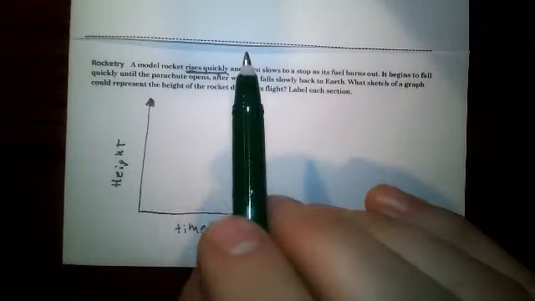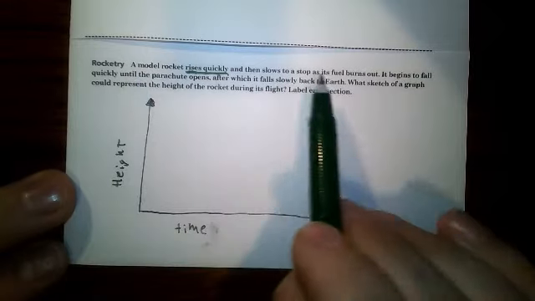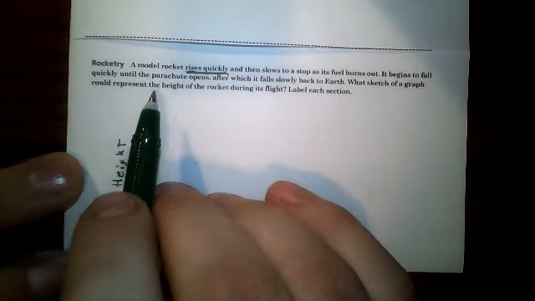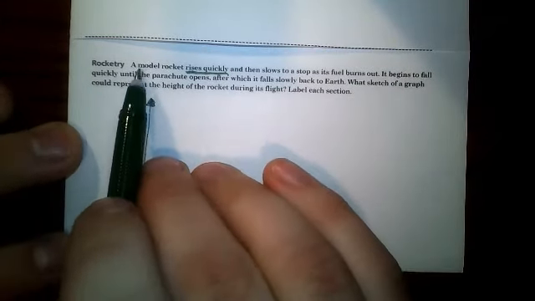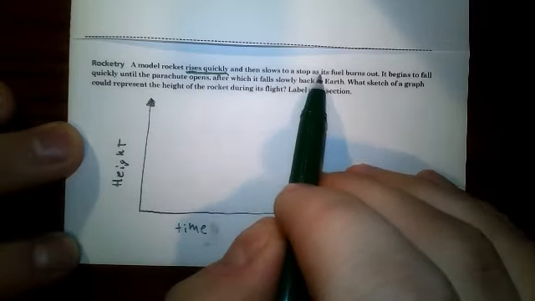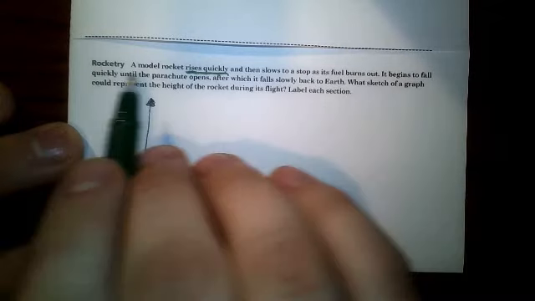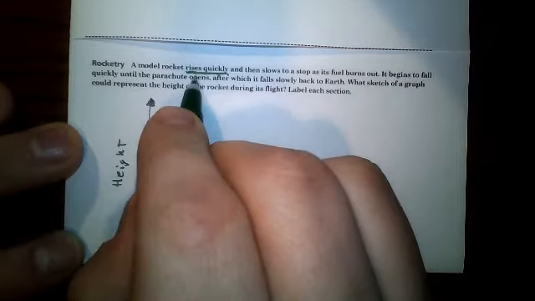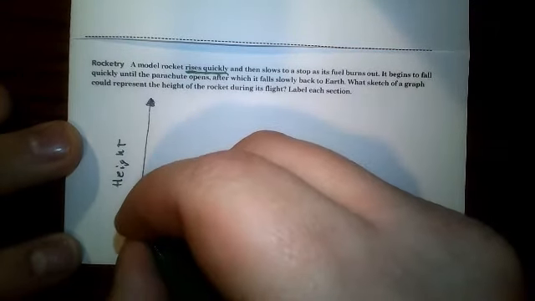Height. So my first section is going to be in green, and I want to look at this word problem and try and figure out where it starts. I'm talking about the model and trying to break that down into different sections that I can label. So right here it says a model rocket rises quickly and then slows to a stop as its fuel burns out. So a lot of things happening in that section. The first of which is that the model rocket rises quickly. So in green I'm going to show that with my line. I'm going to show that it's rising quickly.